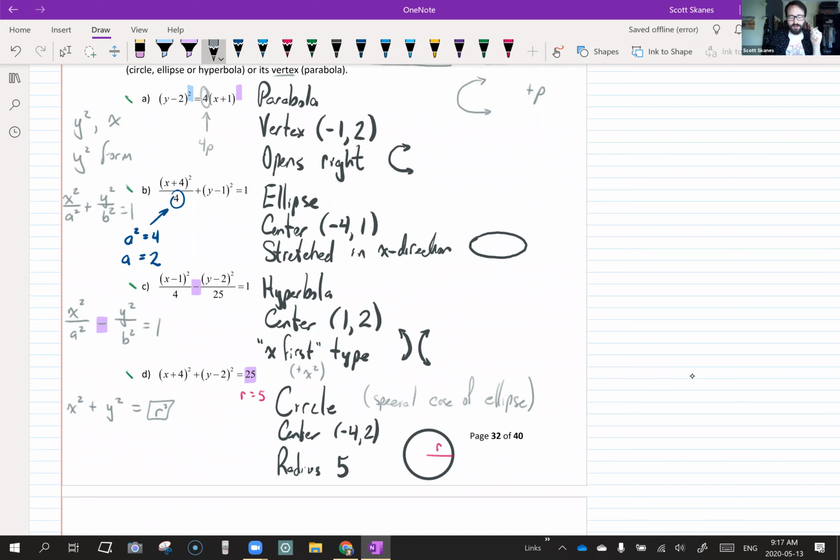Anyone else have any questions on how I got any of these pieces? Really, it's 3 different things for each one, yeah? Type, center or vertex, and something special that describes it.